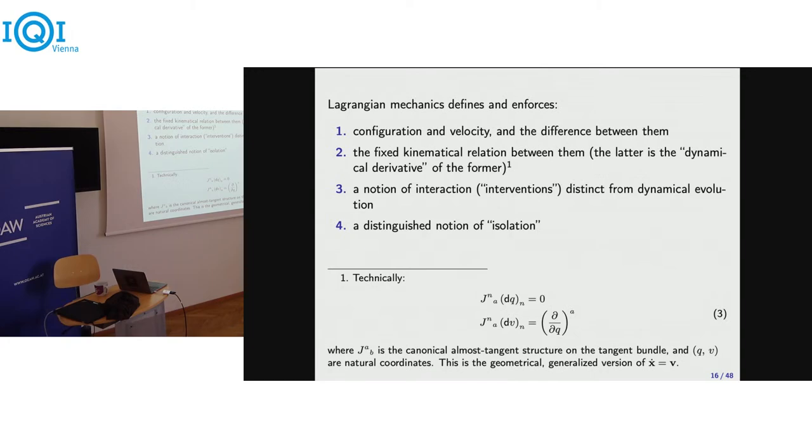So just to sum up, Lagrangian mechanics, classical mechanics, defines configuration and velocity and enforces the difference between them. It defines the kinematical relation between them. The latter, the velocities, are always the dynamical derivatives of the former. If you're curious, this is the geometrical representation of that claim, where the J is the canonical almost tangent structure on the tangent bundle. This is the geometrized, generalized version of x dot equals v.